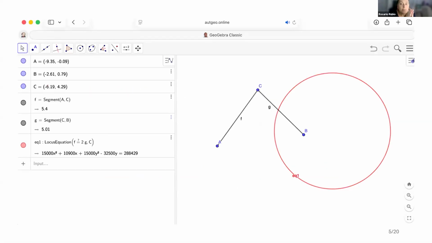Let me show you 3 examples illustrating this gap. In the first one, we ask GeoGebra Classic with AuGeo Online for the locus of a point C such that the segment AC is twice the segment BC. The output is the red curve, with the approximate equation described in this left column. The curve appears to be a circle, but what is its center or its radius? In what sense does it depend on the initial points A and B?